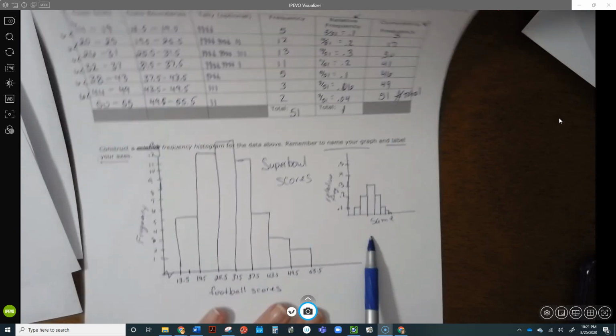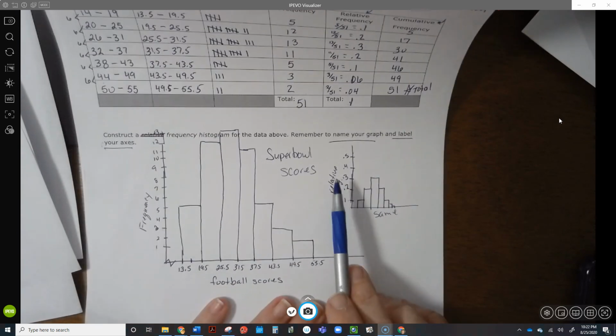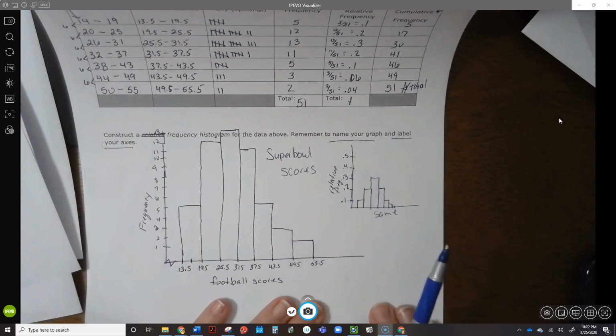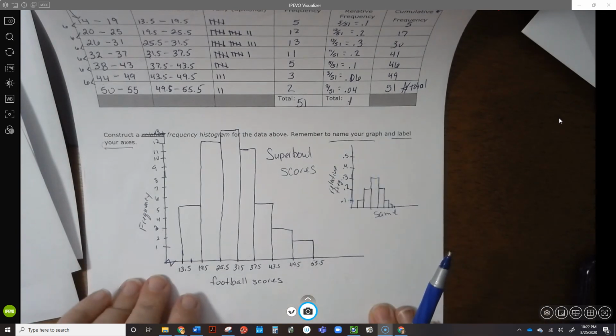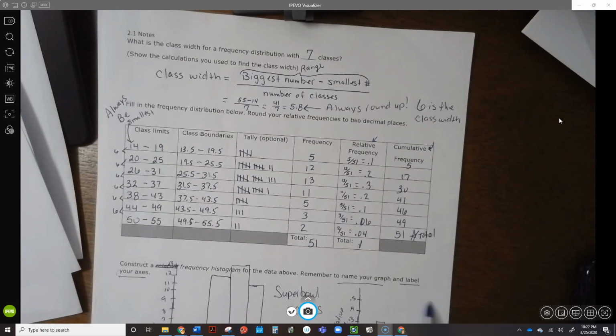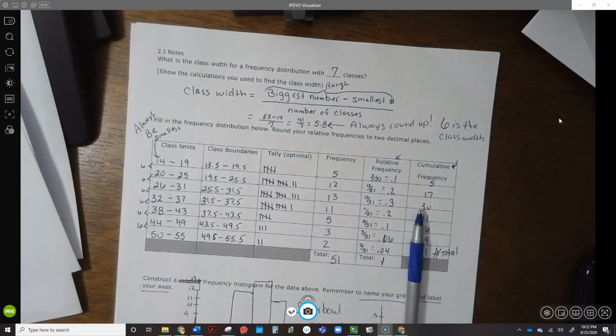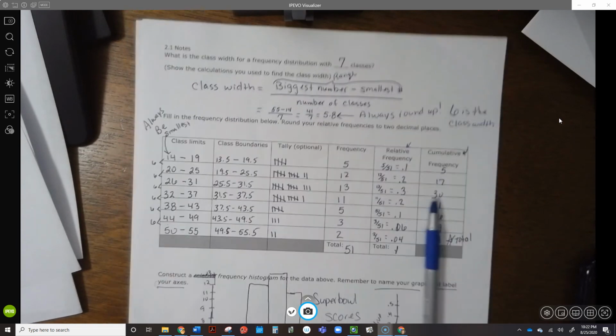Okay, and we would label this one football scores. We would just call this relative frequency, and this would still be called Super Bowl scores. Okay, so that is pretty much all of the 2.1 notes. You really need to be able to do any part of this. I am going to show you how to do this on StatCrunch, and I can also show you maybe a few questions out of the book. So that's going to be on the next video.